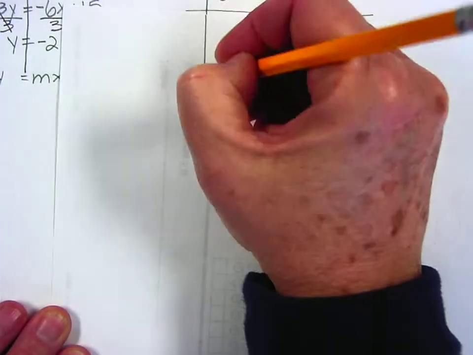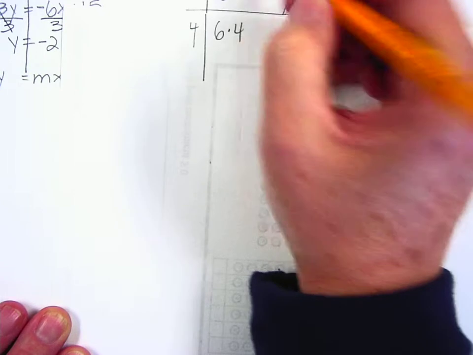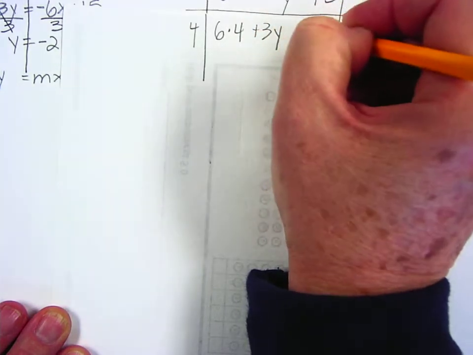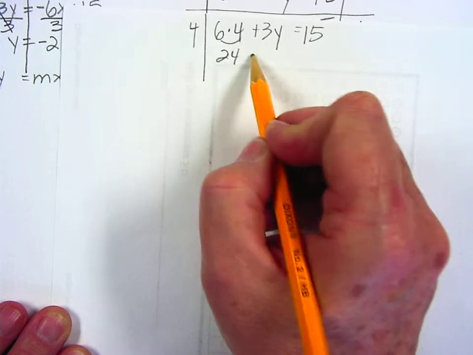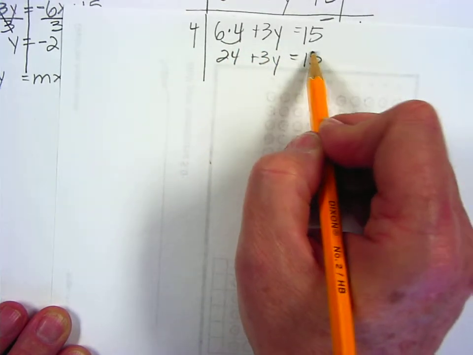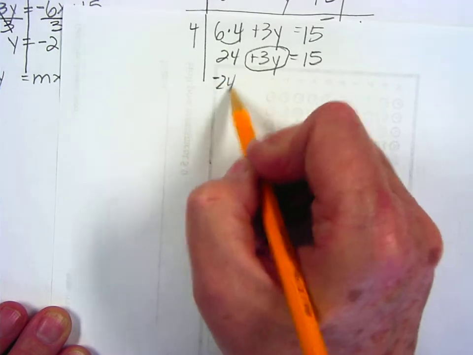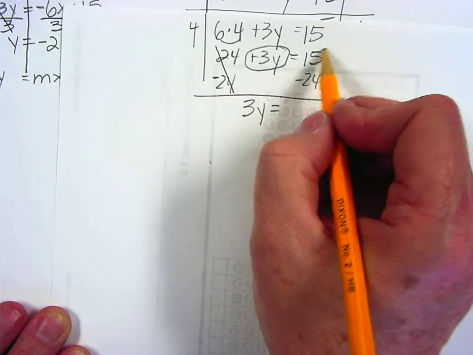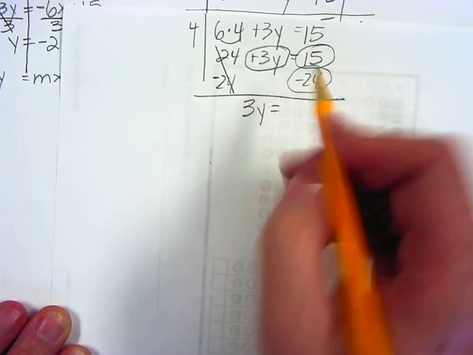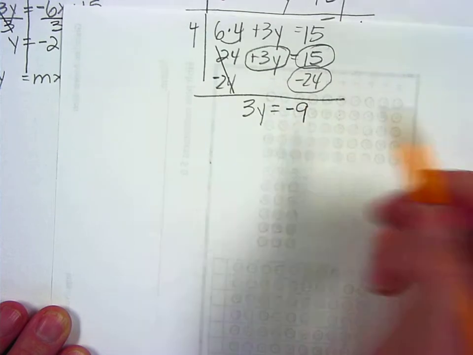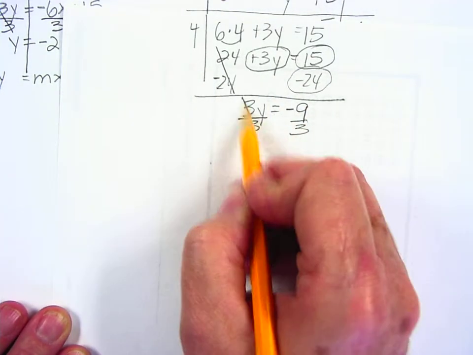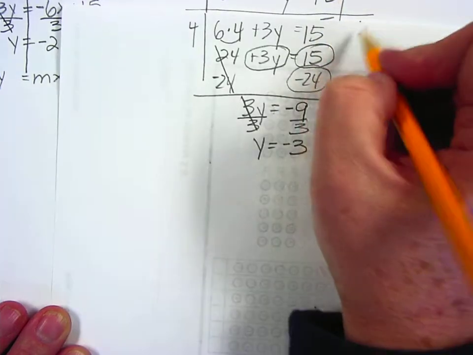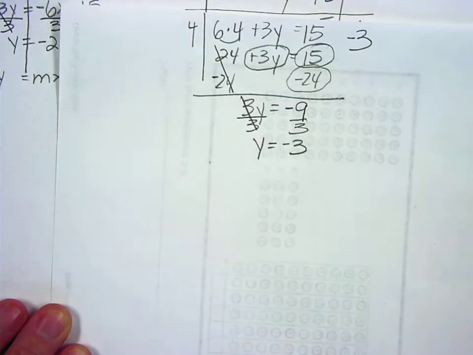Same equation. The next point I'm going to plug in is 4 for x. 6 times 4 plus 3y equals 15. 24 plus 3y is 15. I want to get 3y alone. Subtract 24. These cancel out. I have 3y. Be very careful here. I have more negatives than positives. In fact, I have 9 negatives left over. Divide by 3. y equals negative 3. So there's my third ordered pair.